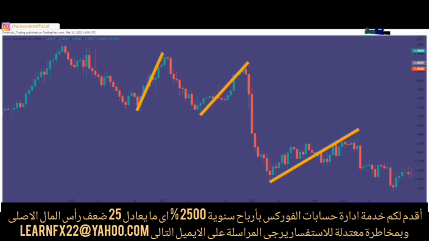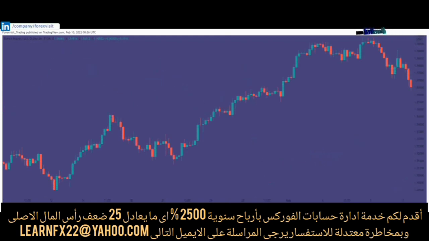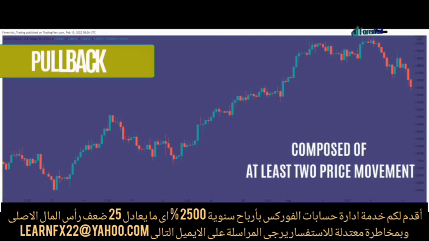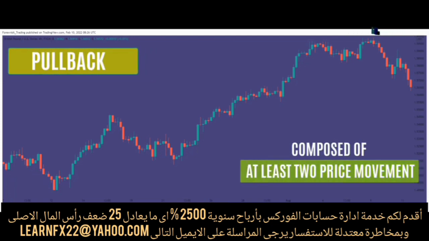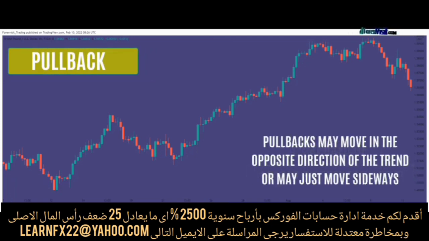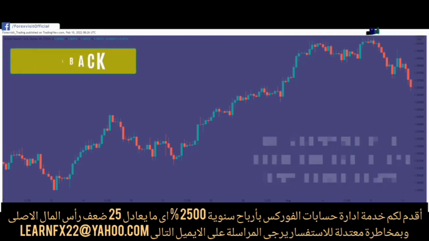The pullback should not rise above the high of the prior pullback, as this violates the rules of a downtrend. And if the trend is up, watch for a downward pullback. The pullback should not drop below the low of the prior pullback, as this violates the rules of an uptrend. The pullback should be composed of at least 2 price movements, indicating the price has actually corrected. Corrective pullbacks may move in the opposite direction of the trend or may just move sideways.